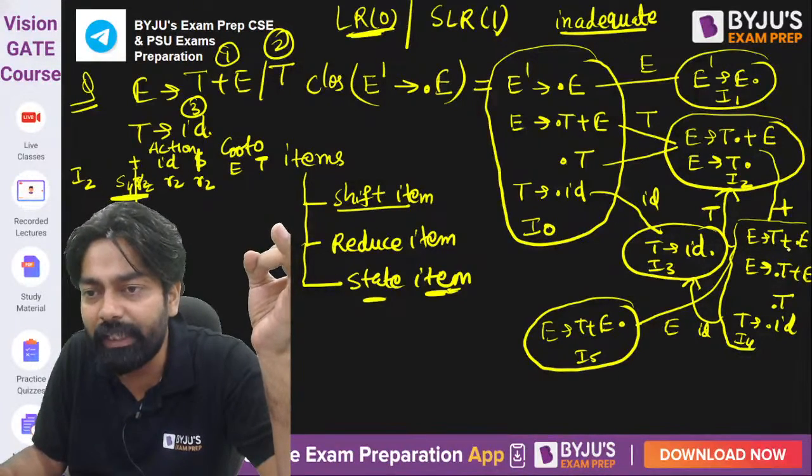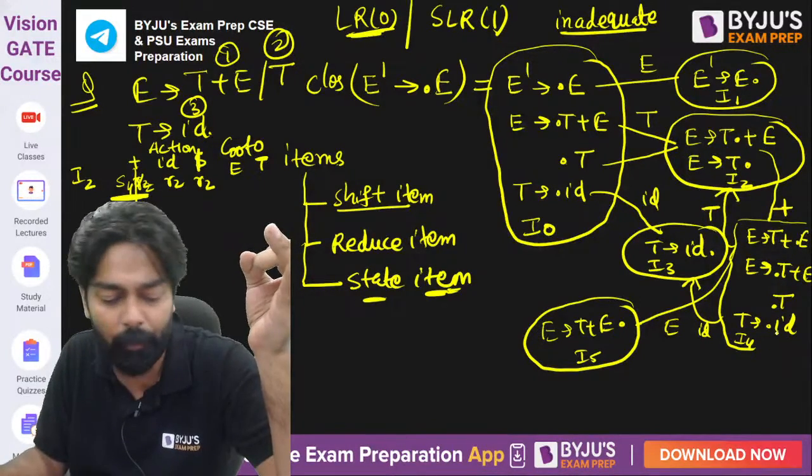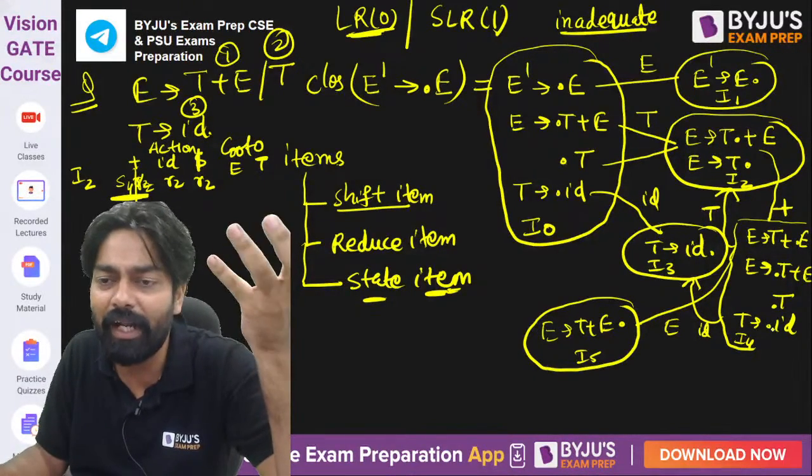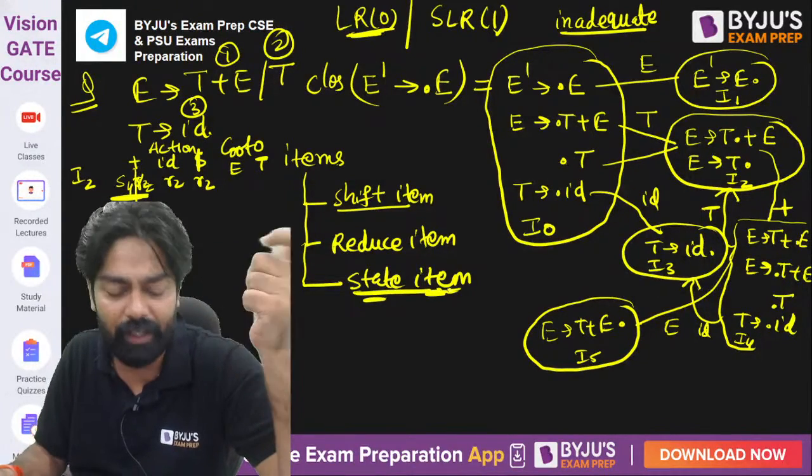See, it is nothing but, dot E. It is a state item. No problem. This is shifting, no problem. So a state item will never create any problem.